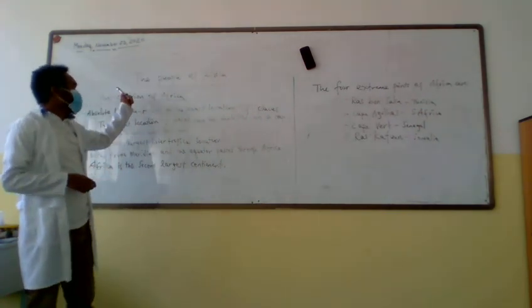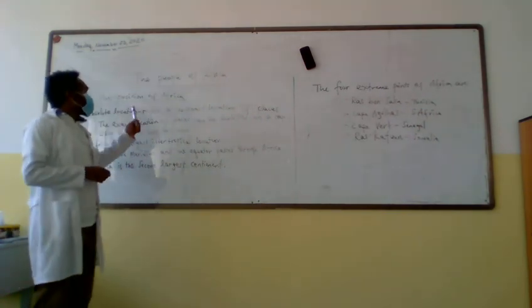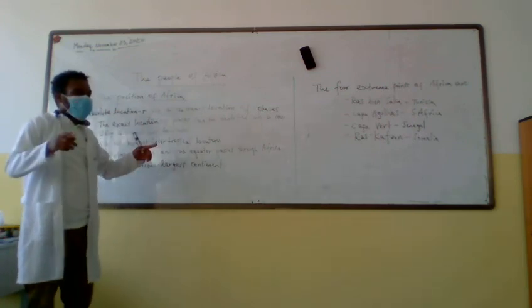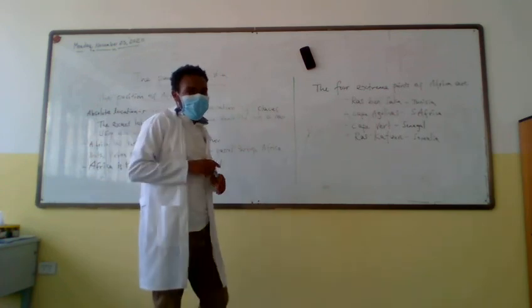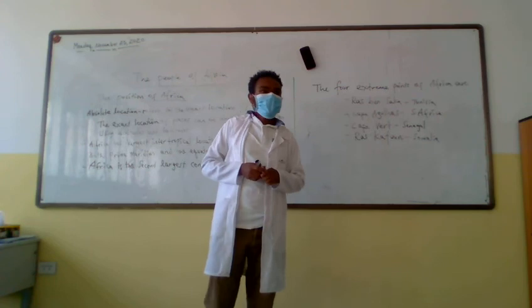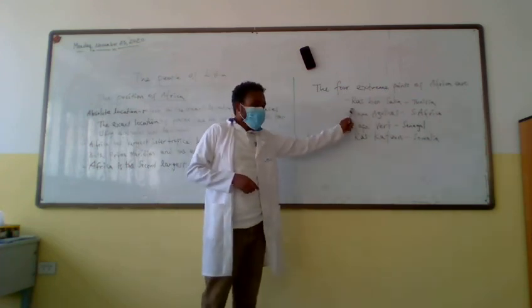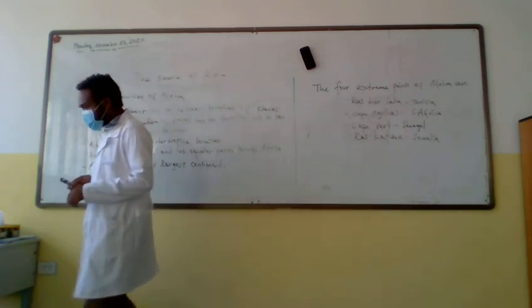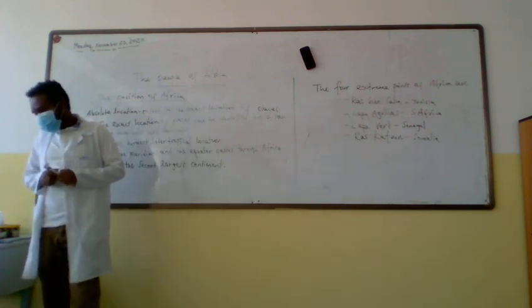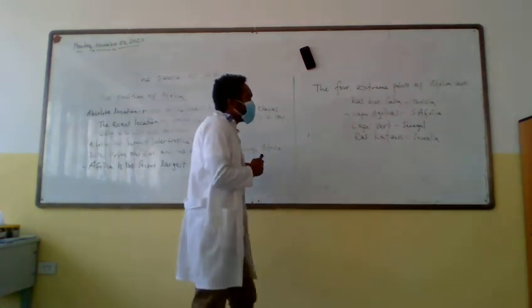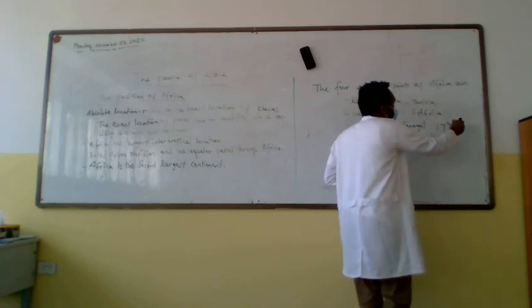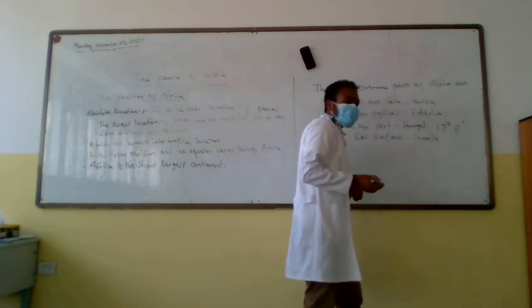The thing that we are learning today: the position of Africa. When you say we are talking about relative and absolute location, location can be classified into two: absolute and relative location. In terms of absolute location, these are the four extreme points of Africa. For example, the most westerly point is called Cape Verde. It's 17 degrees and 11 minutes.